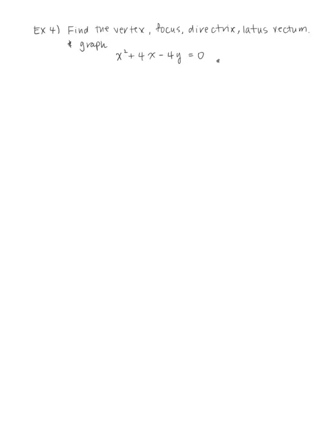Let's do another one. Find the vertex, focus, directrix, latus rectum, and graph. Now we're given x squared plus 4x minus 4y equals 0. In order to find the vertex and focus and such, you need to complete the square to make this equation into standard form. So let's complete the square.